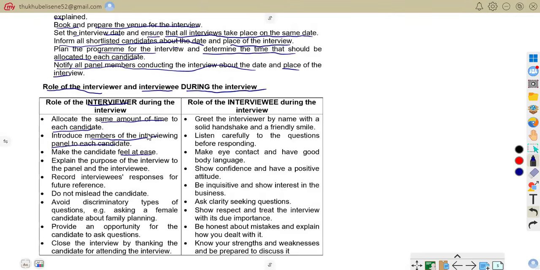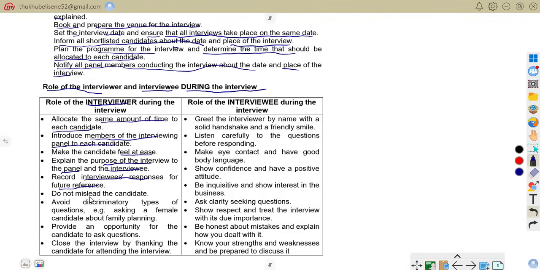Try by all means to welcome them. Make them feel at home. Explain the purpose of the interview to the panel as well as to the interviewee. So it's very important as well. Record interview responses for future reference. So make sure that you record. That is going to help even when you ask probing questions, like we have said this and that. So it's very important to record the interview responses.